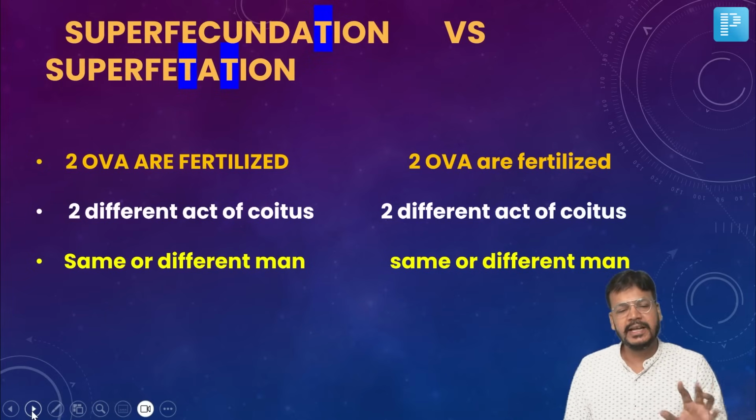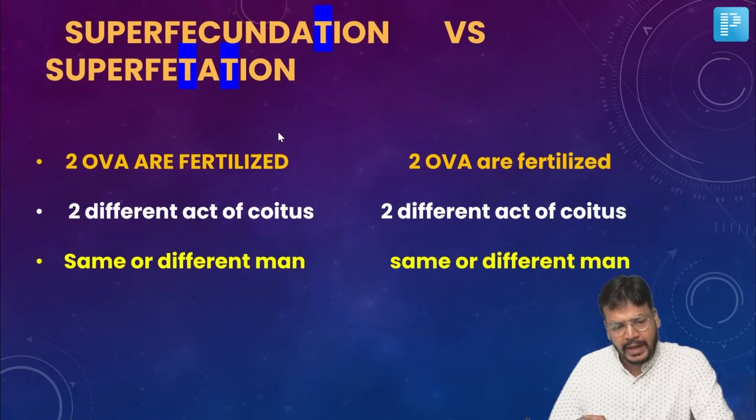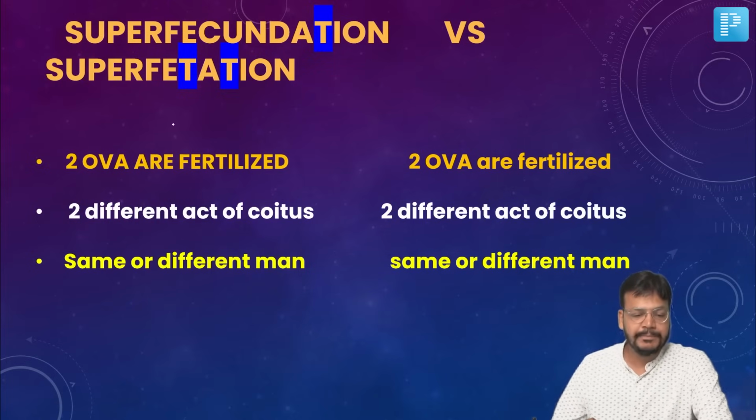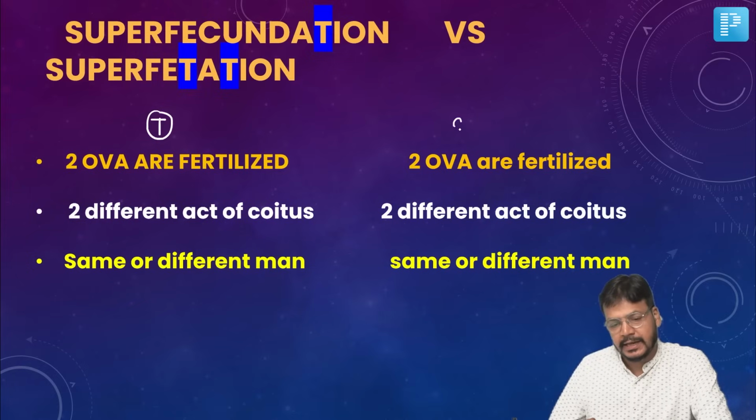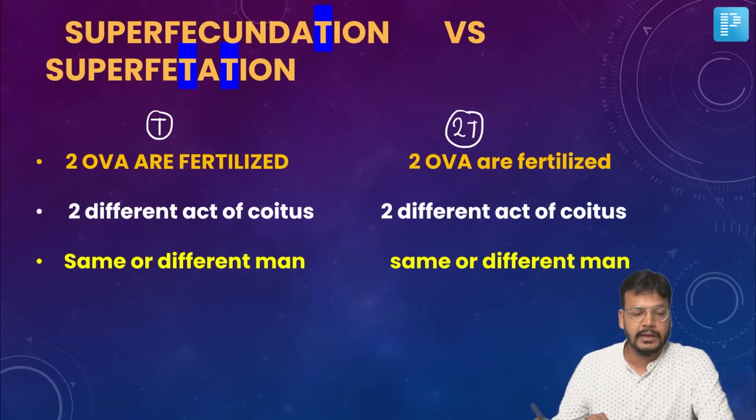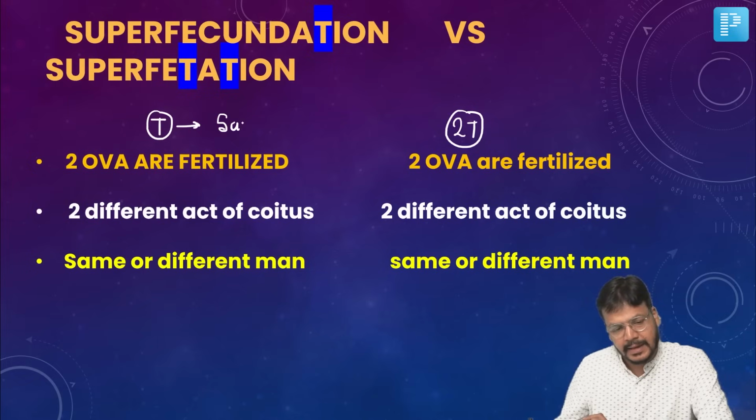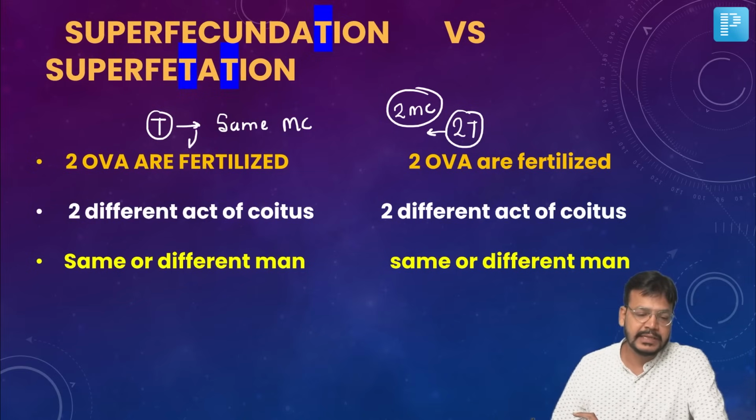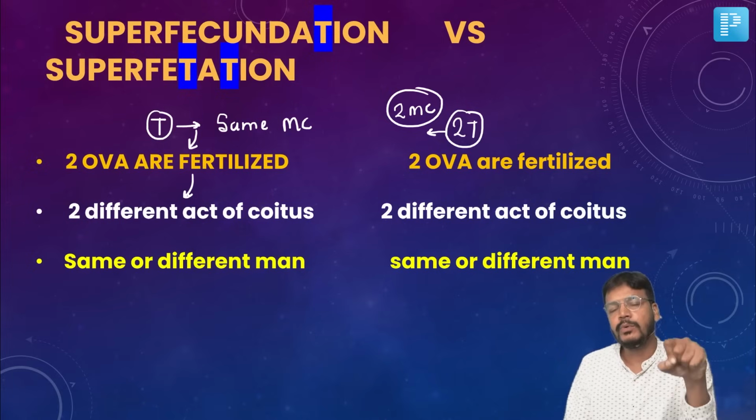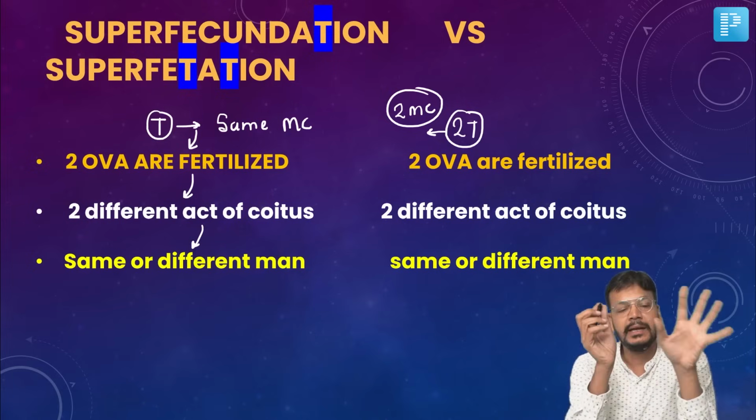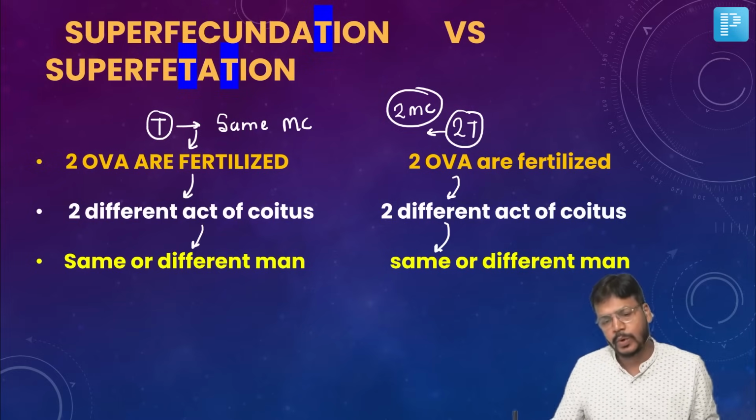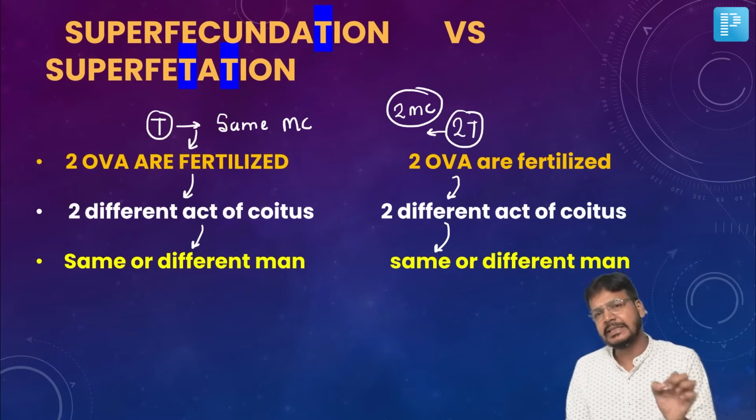Sir, superfecundation versus superfetation. Listen, in superfecundation we have 1T and in superfetation we have 2T. 1T means in same MC cycle and 2T means in 2 MC cycles. Done, sir. In the same MC cycle, 2 ova fertilized by 2 acts of coitus by same or different male. It is superfecundation because fecundation has 1T. In 2 MC cycles, 2 ova fertilized by 2 acts of coitus by same or different male.